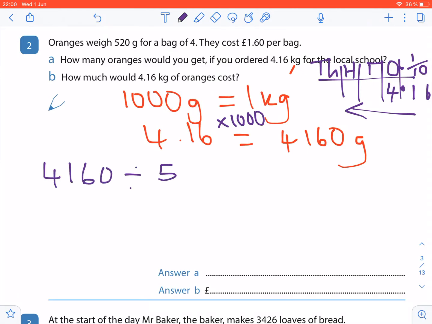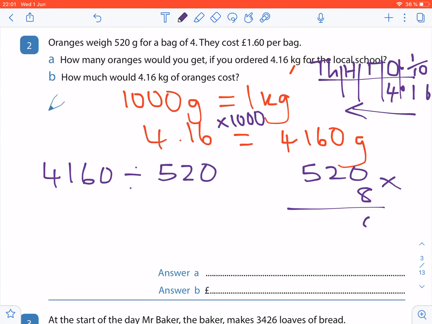520s go into 4,160. Personally, you could either write the 520 times table out by adding on 520 each time, or you can use your arithmetic skills. So you know that roughly 500 times 8 is 4,000. So let's check if it's times 8. So 520 times 8. Just check it, since we know it must be close to 4,000.